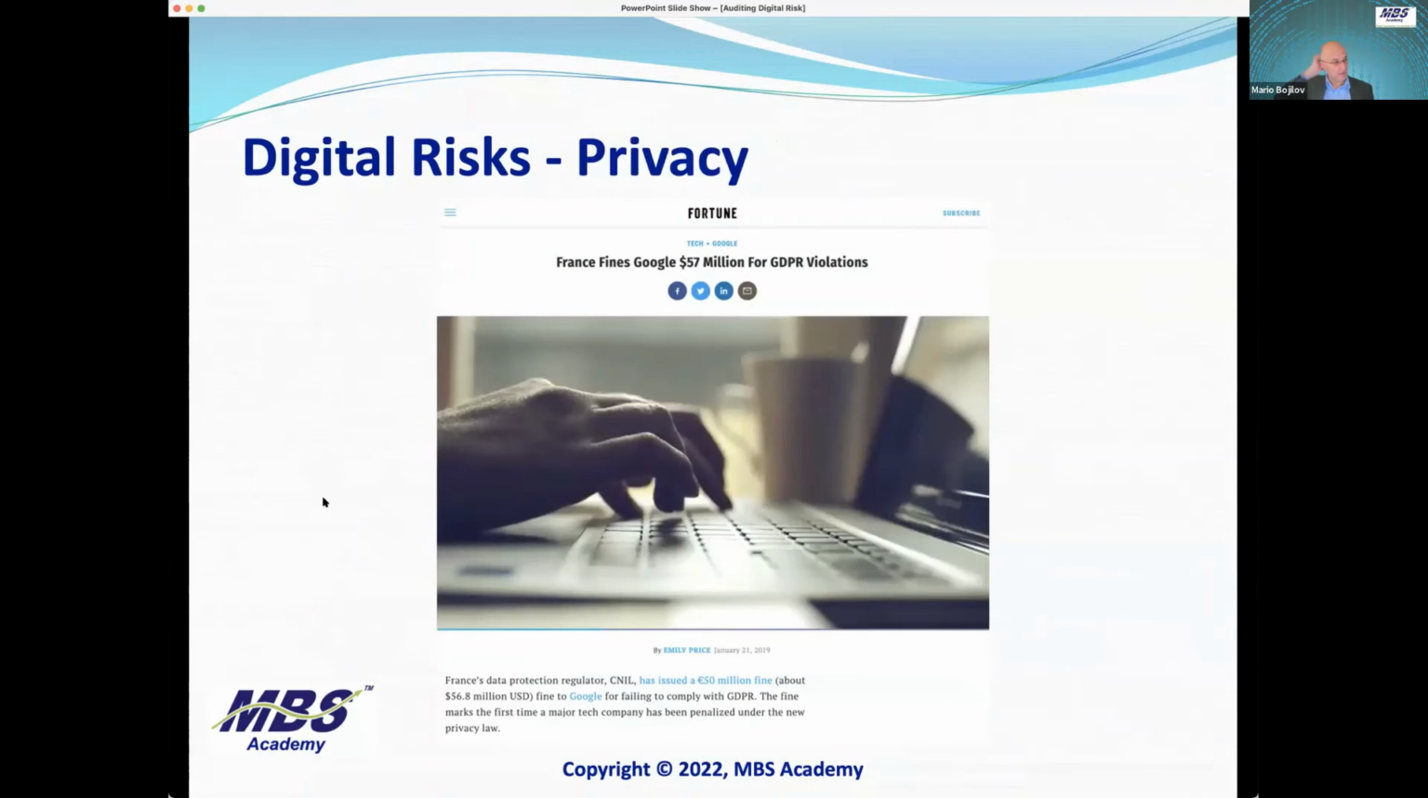Privacy is another risk, and right now the privacy legislation is getting stronger and stronger. Here's an example from 3 years ago. Google was fined $57 million in France. GDPR, the General Data Protection Regulation, is the gold standard for privacy legislation. So this is what organizations need to keep in mind.